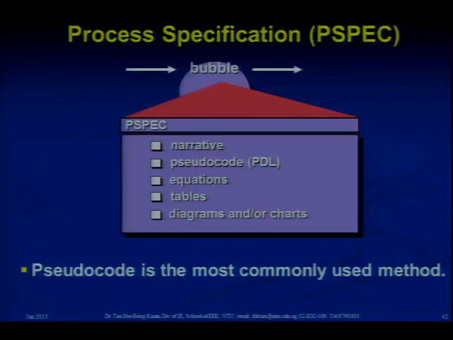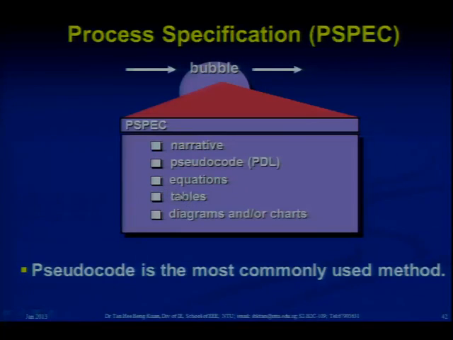The second part of the data dictionary is to specify each and every lowest level process. These are the various methods that you can use to specify a process. You can use narrative. That means you can specify a process informally by using English in point form. You can use pseudocode, PDL. This is the most commonly used method, and I'm sure you have learned that in EE4008, data structure and algorithms. You can use an equation to define a process also. Let's say, for example, if your process is to compute triangle area, then you can use a formula: area equals base times height divided by 2.